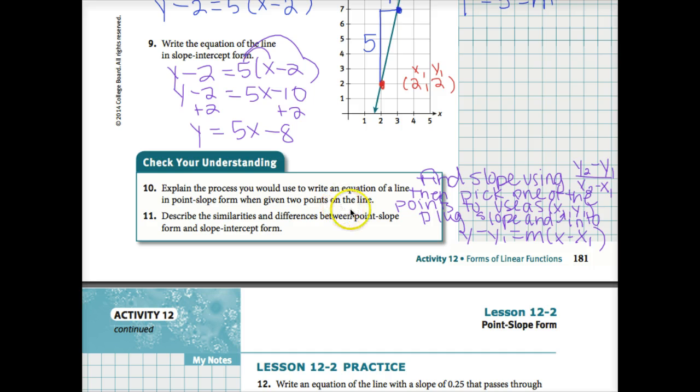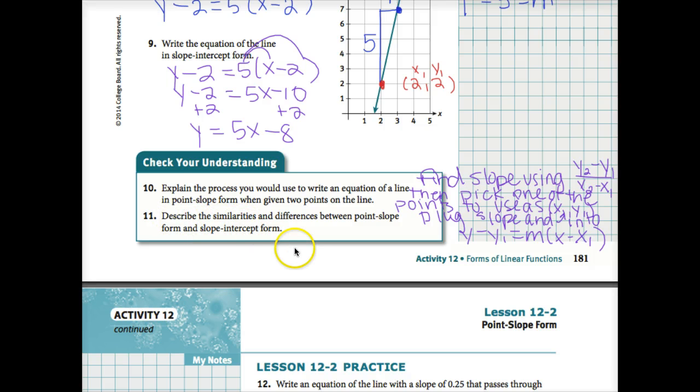The reason why they have us answer these questions is because when you look back at your notes, these should be the steps. So it should be pretty easy to come back and look at this if you're like, oh, I'm given 2 points. How do I do that again? Here's our answers.